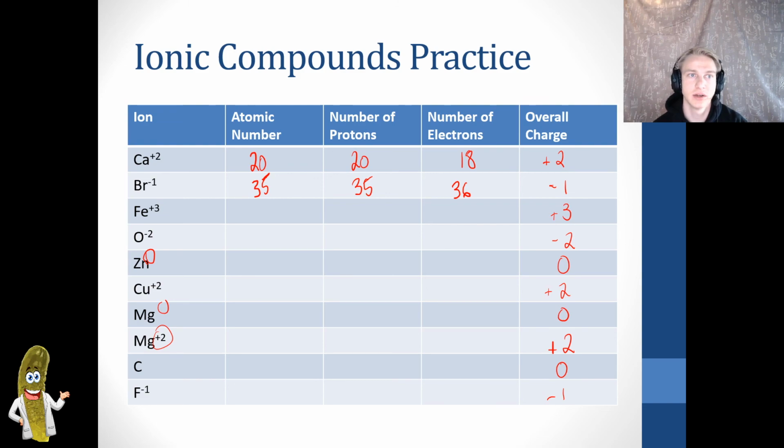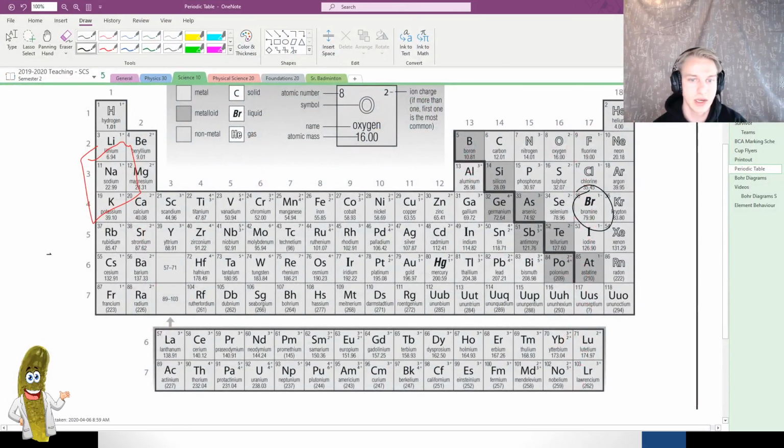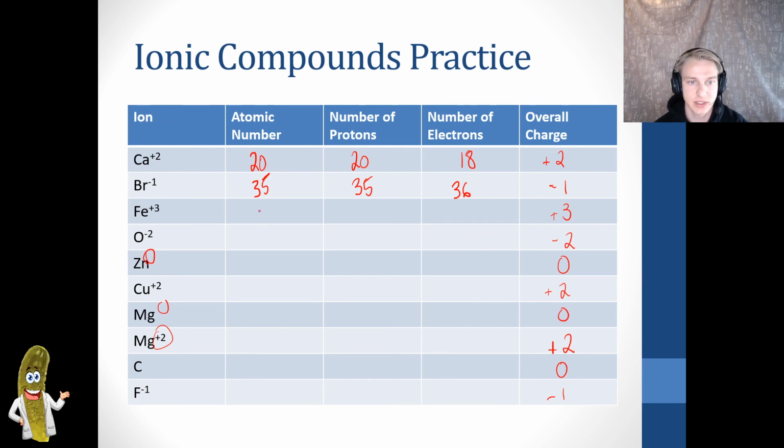We'll do one more together. The next one that we do together here is Fe. Fe has an atomic number in the middle here of 26. So that means I know that it has 26 protons, and it has a +3 charge. Because it has a positive charge, I know that it has lost 3 electrons, meaning that it would only have 23 electrons.